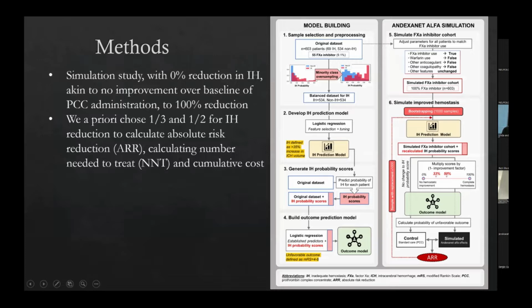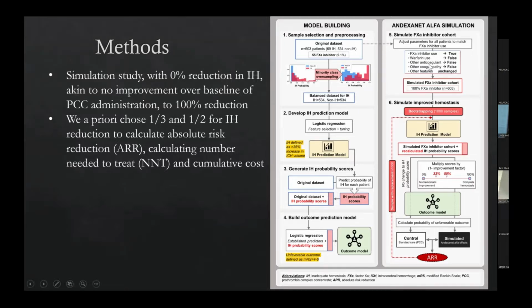And I'll spend some time going over the methods because I think that's what's particularly innovative and really interesting about this study. So we started with our original data set of about 600 patients who presented to Rhode Island Hospital with an ICH. About 10% of them were factor Xa inhibitor-associated hemorrhages. We then created a bleed expansion prediction model, which is the IH prediction model you see here, such that for each patient, we could calculate the probability of bleed expansion. We then created an outcome model, which used bleed expansion probability as one of the inputs into the outcome model, such that for each patient, we could now both calculate the probability of bleed expansion and reliably predict their outcome at 3 months.